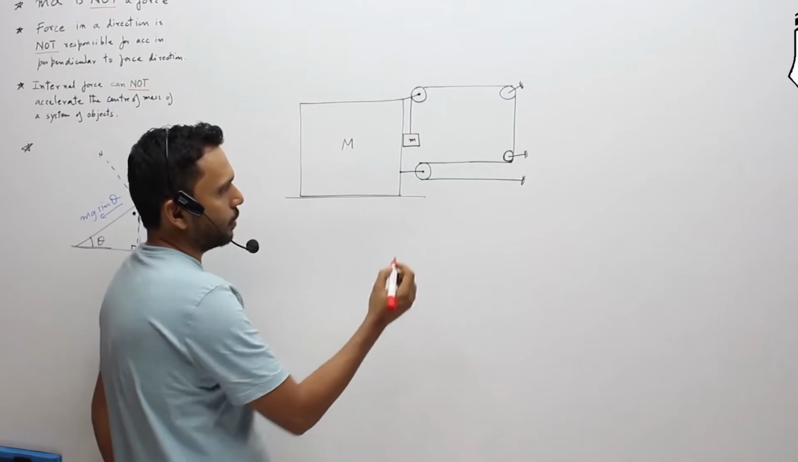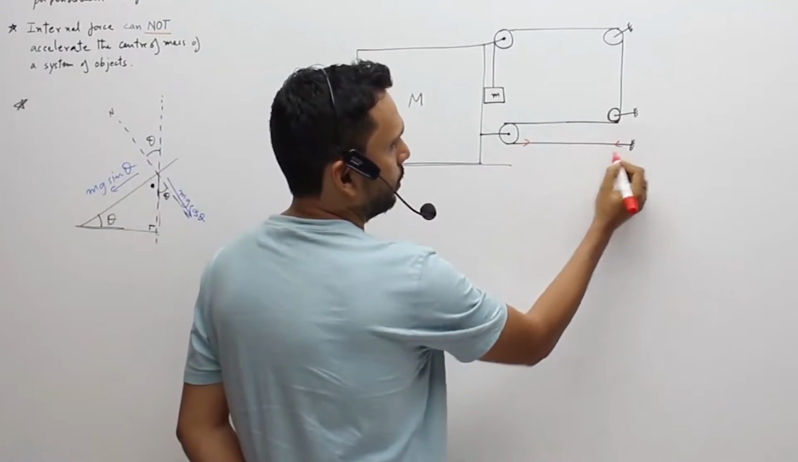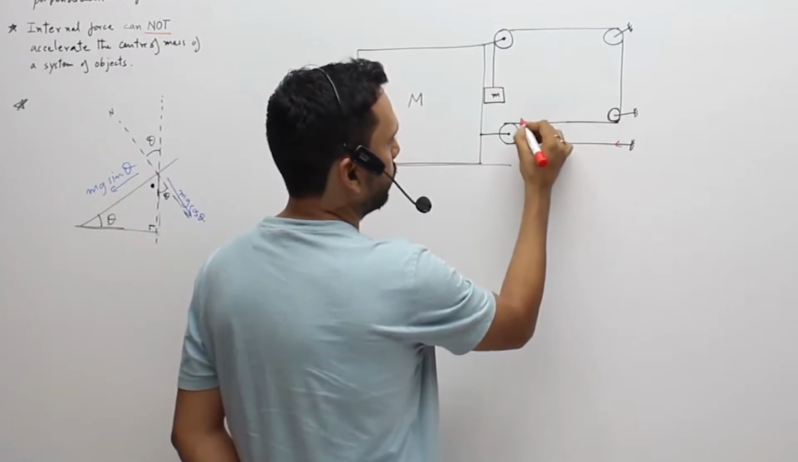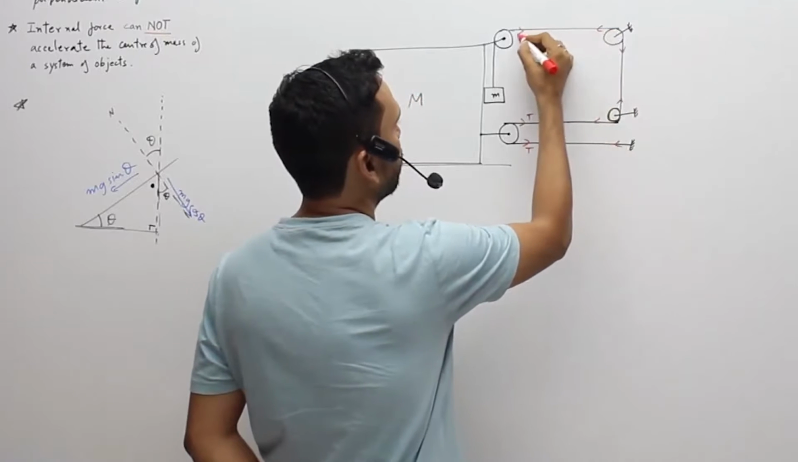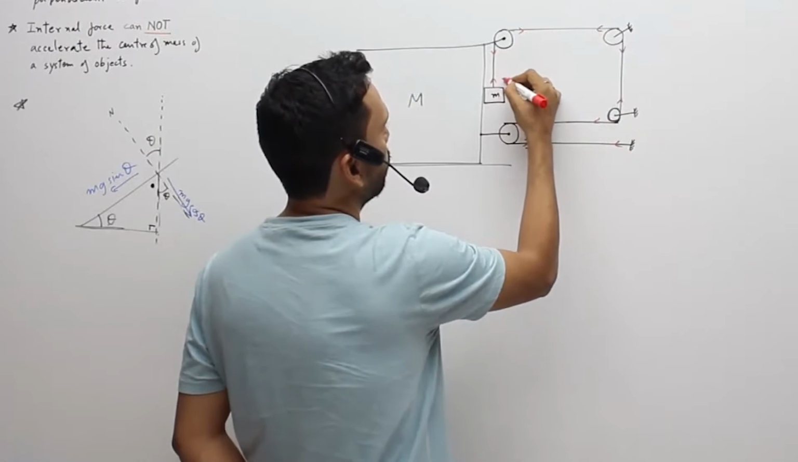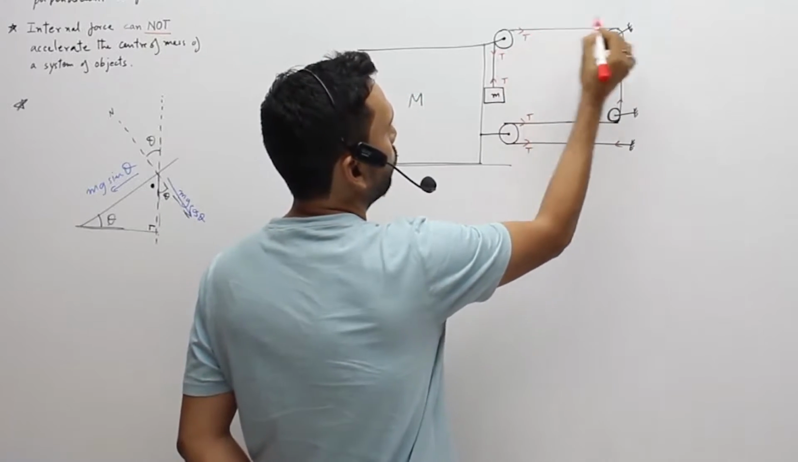So first let us mark the tensions. Any section pulls both the ends. So we have a tension, tension, tension, tension, tension. It's a single rope, tension all over, so pulling both the ends.